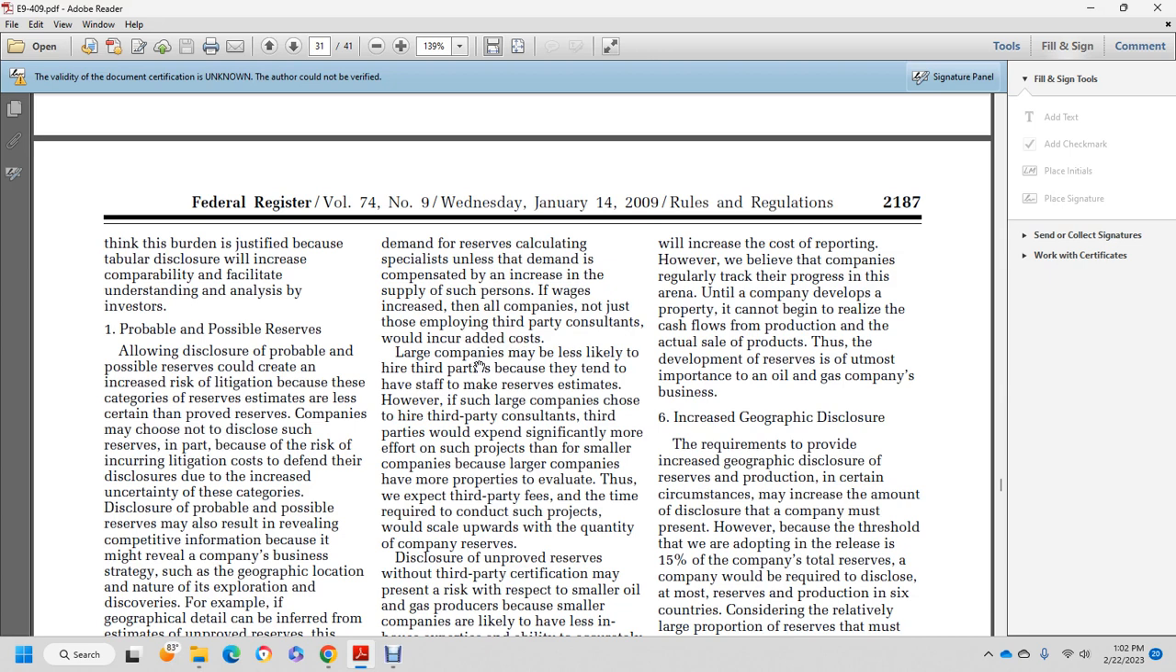Large companies are most likely to hire third parties to cover the staff's reserve estimates. For large companies, a third-party consultant would expend significantly more effort on the project than for small companies, because large companies have more properties to evaluate. Expect the third-party fee for such a project to scale upwards with the quantity of the company's reserves.